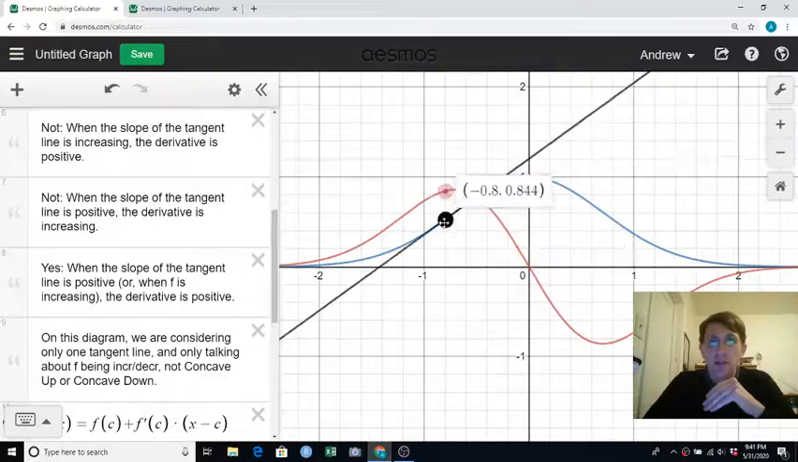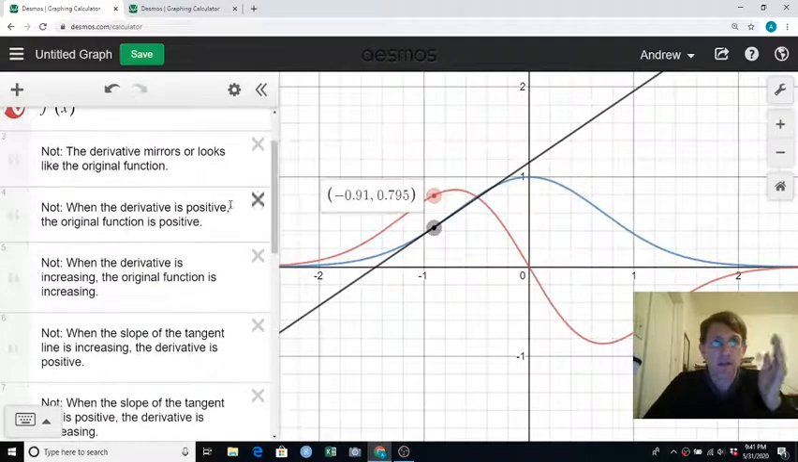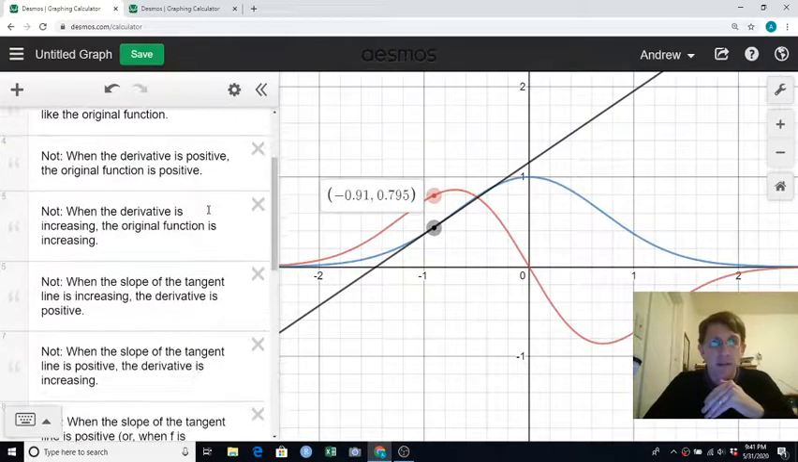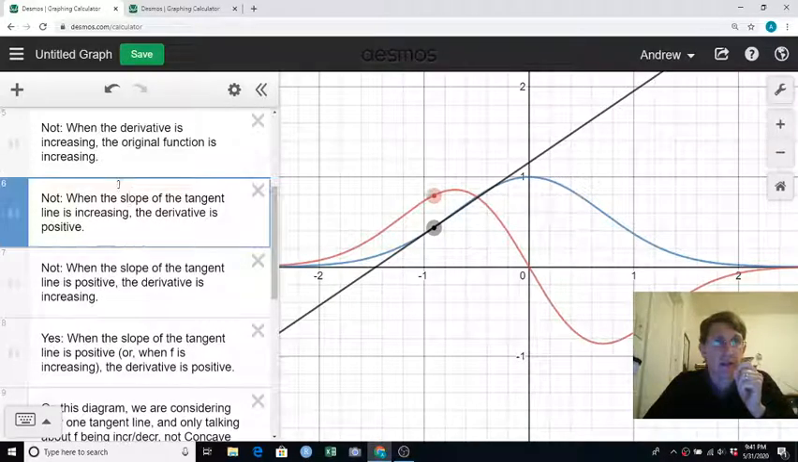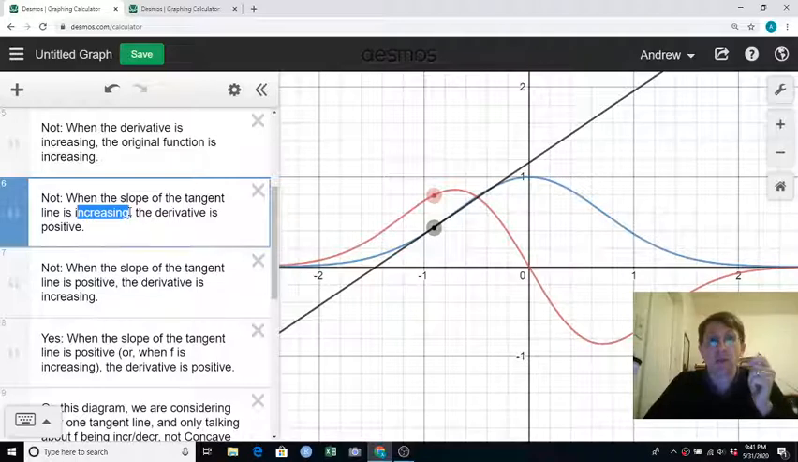All right, so it might be worth writing down each of these statements that is a good thing to say or not such a good thing to say, and maybe circling what element of the statement was misleading us. So like in this one, when the slope of the tangent line is increasing, the word increasing is the trouble there. We need to replace it with the word positive. All right.